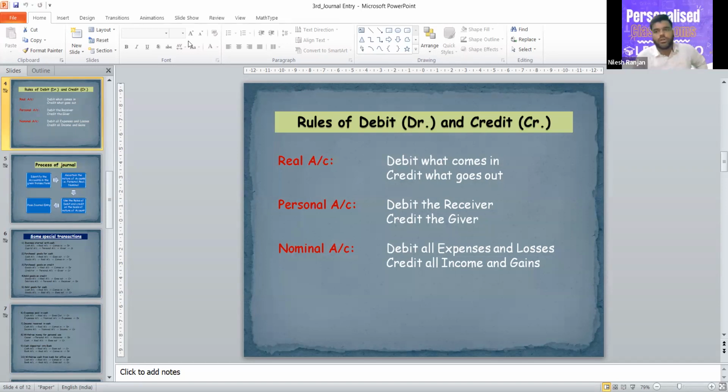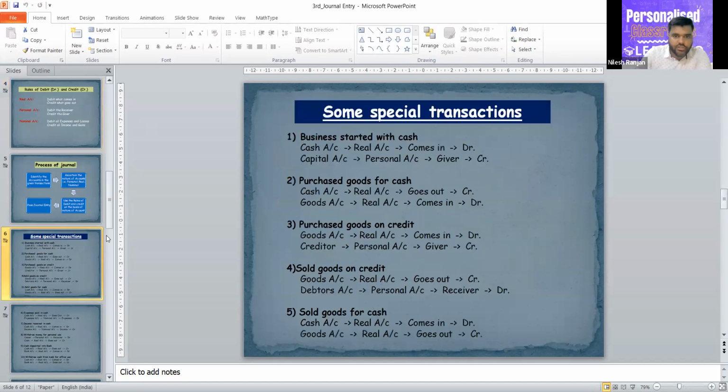Okay, so a real account, personal account, and nominal account. So we understand the concept of real, personal, nominal. Now there is this transaction. The first one, you can see the business started with cash. So if the business started with cash, the first account that is affected is cash.